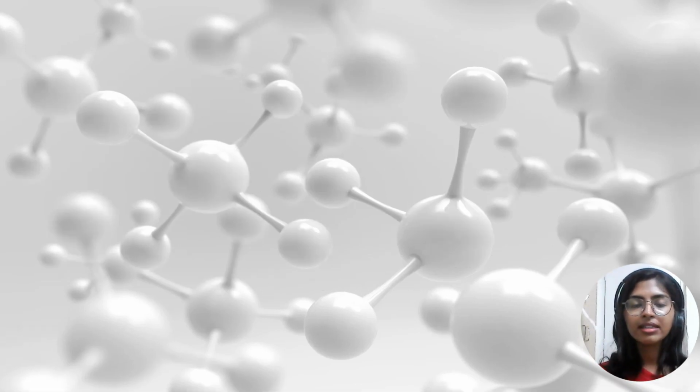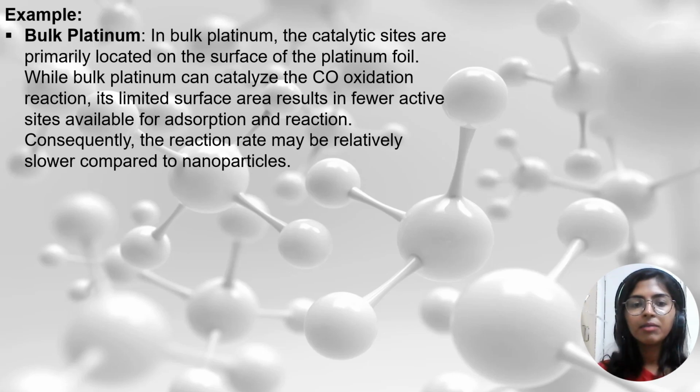Now, let us take an example and compare the properties in bulk form and in nanoparticle form. Let us consider platinum for the time being. In bulk platinum, the catalytic sites are primarily located on the surface of the platinum foil. While bulk platinum can catalyze the carbon monoxide oxidation reaction, its limited surface area results in fewer active sites available for adsorption and reaction. Consequently, the reaction rate may be relatively slower compared to the nanoparticles.